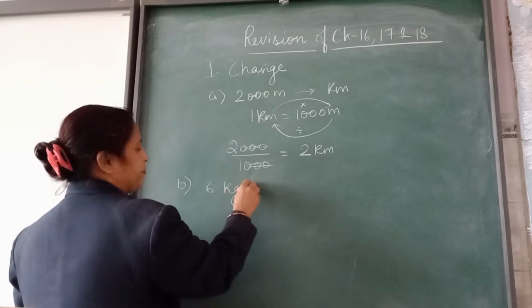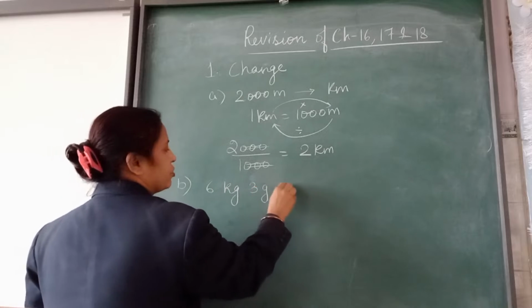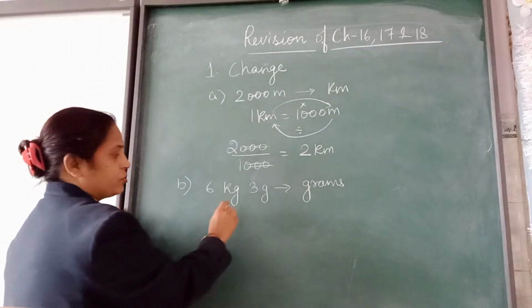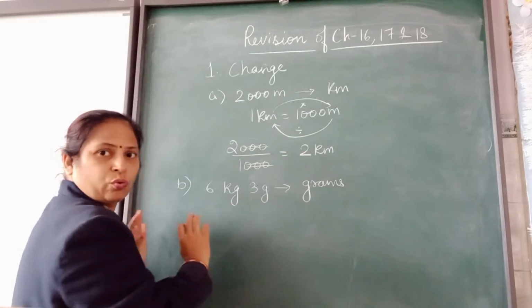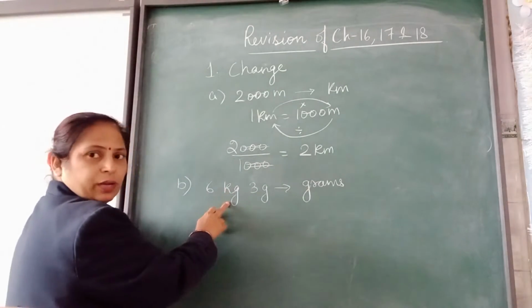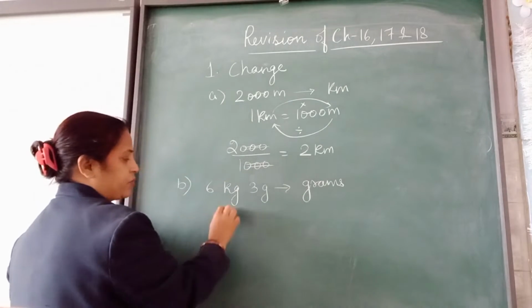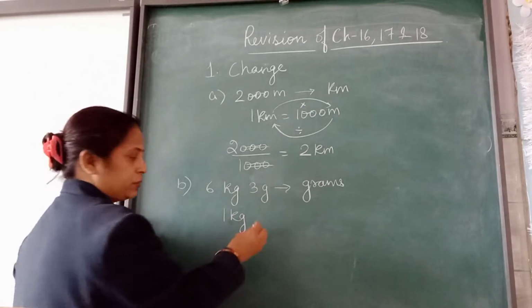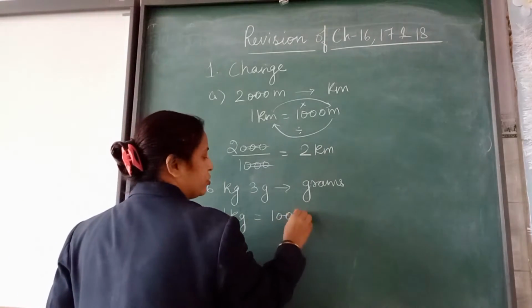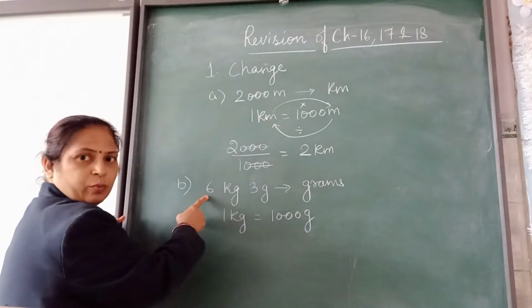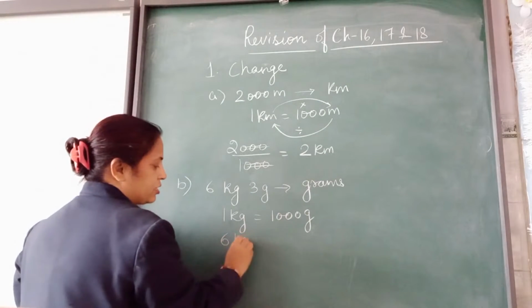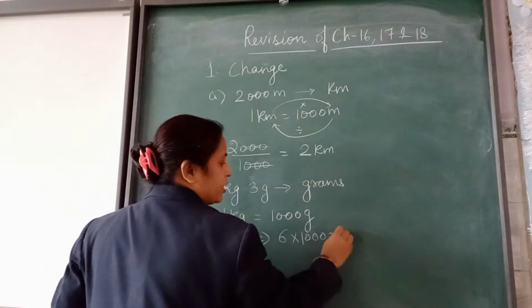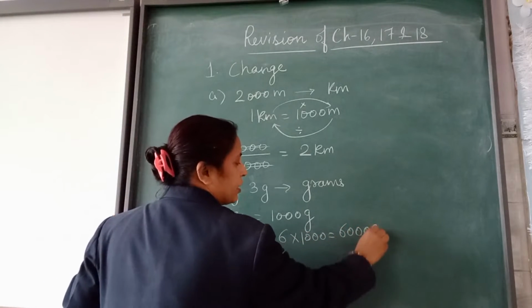6 kilograms 3 grams, you have to change into grams. Now here also children, you see this part is already in grams, so no need to change. And this is in kilograms, so this part you will change into grams. 1 kg, K means kilo, and kilo has a value of 1000. So 1 kilogram is equal to 1000 grams. Here how many kgs are there? 6 kg. So this 6 kg will be changed into grams by multiplying it with 1000. It will give you 6000 grams.